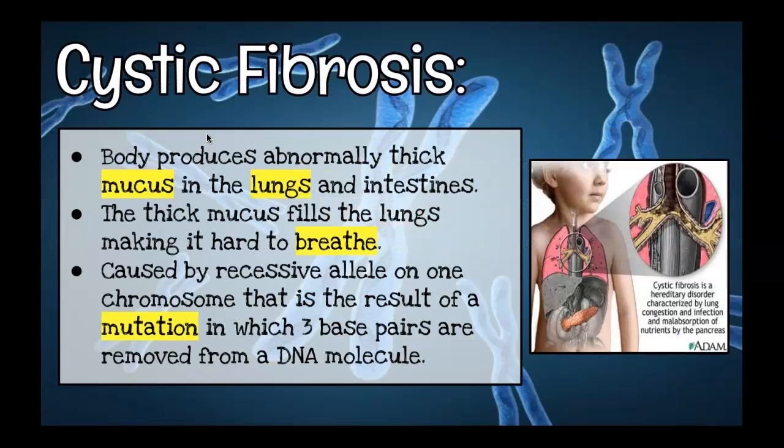Cystic fibrosis is a genetic disorder where your body produces really thick mucus and it gets lodged in your lungs and in your intestines, and it causes you to cough a lot, and it's like you can barely get anything moving inside of you. Because the mucus is so thick, it makes it really hard for you to breathe. And this is a recessive trait, so it's carried on a recessive allele on a chromosome, and it's typically because of a mutation on the DNA.